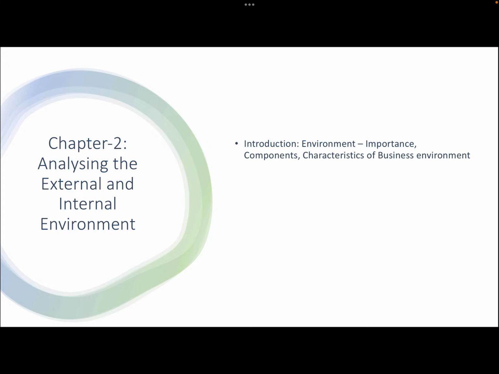In this chapter, there are four major subsections which we can see. The first one is general, about what exactly the environment is, its importance, components, characteristics of business, etc. Followed by that, we will discuss what the external environment is and the types of external environments, like micro and macro environment, and how it creates opportunities and threats to a business. How the external environment is going to create opportunities and threats to the business, that we will see in part 2 of chapter 2.